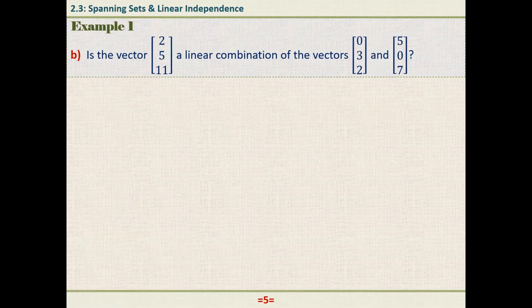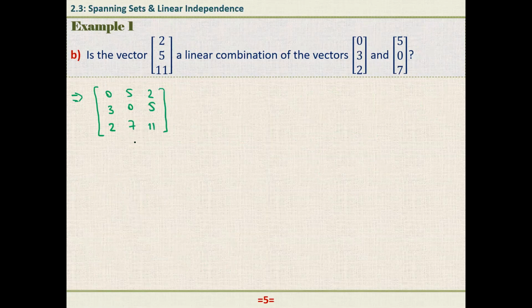Is the vector a linear combination of the vectors? Now immediately you have some idea about this. We could just write our augmented matrix. That is the first column, right? That's 0, 3, 2, and 5, 0, 7. And here we have 2, 5, 11, right?